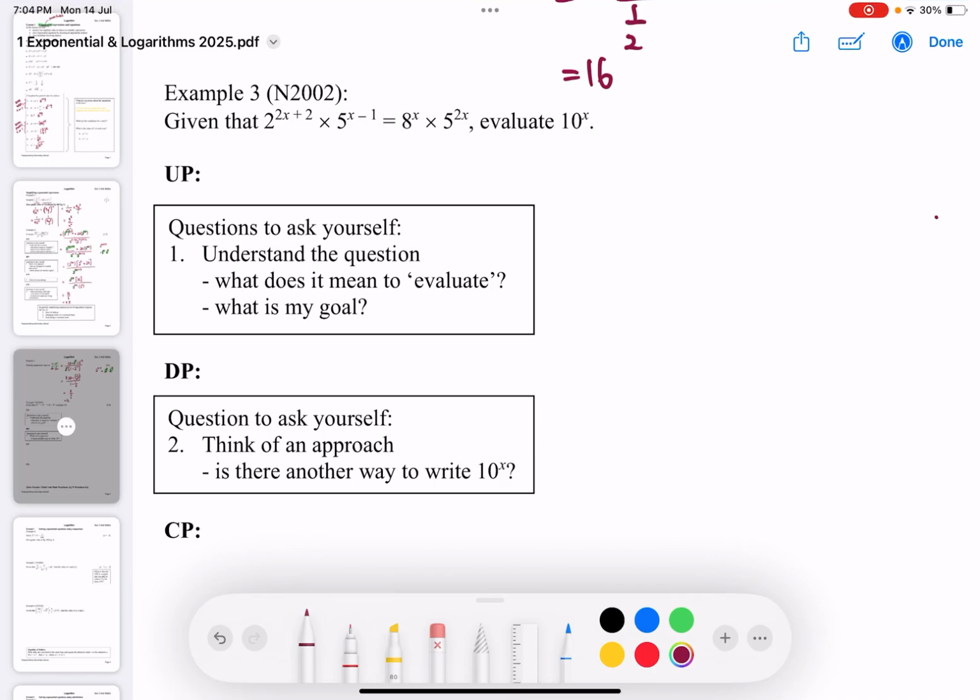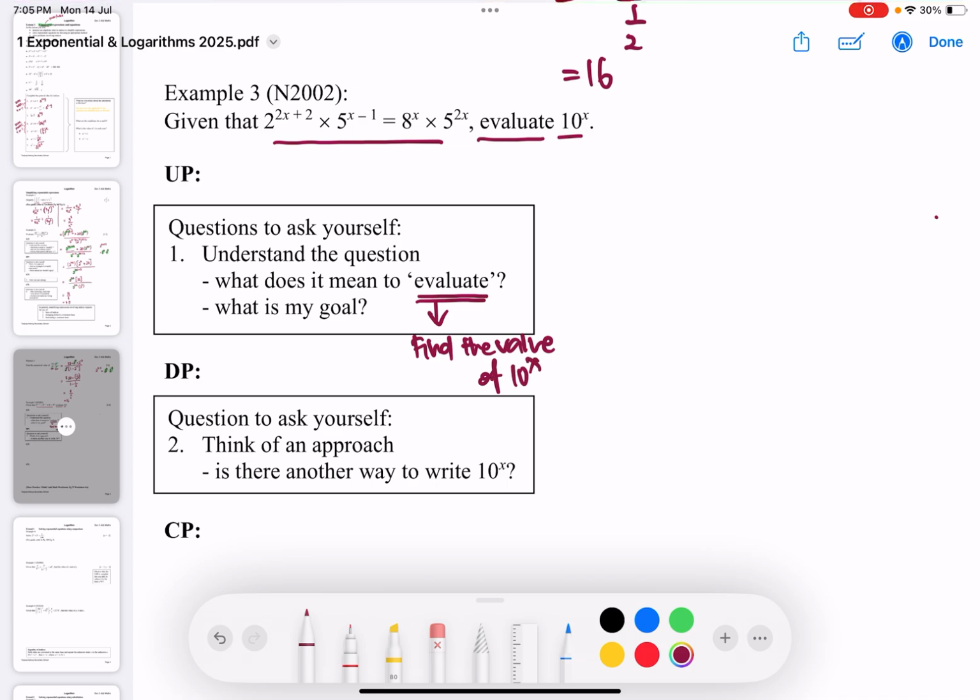Okay, this is a continuation of the video where we're going to use the indices rule to simplify expressions. So we are looking at page 3, example 3. Now this particular question has given us an equation and they want us to evaluate 10 power x. So first thing to ask yourself, what does it mean to evaluate? Evaluate means the question wants us to find the value. So in this case, they want us to find the value of 10 power x.